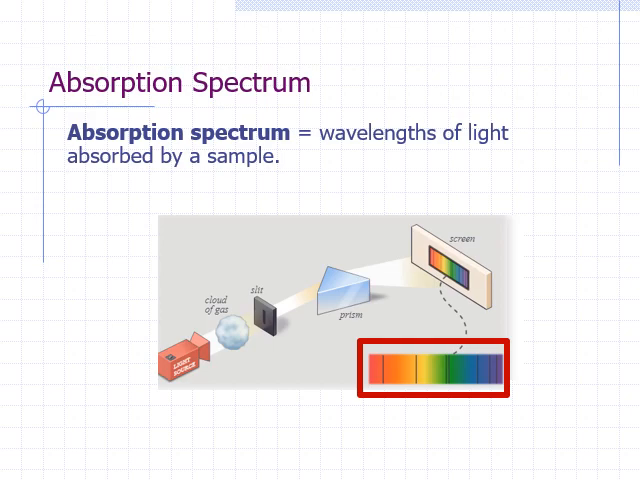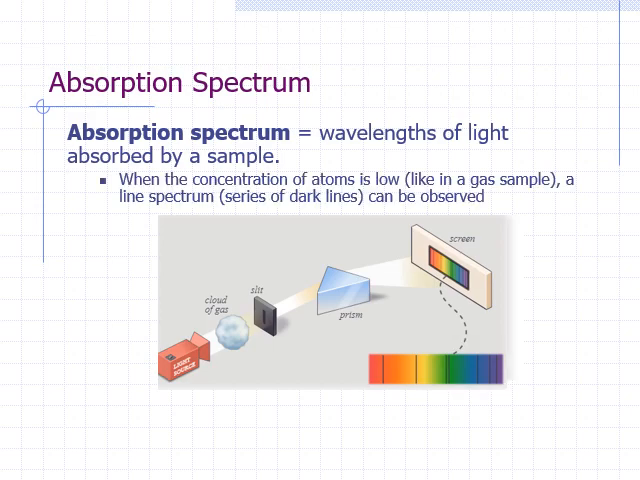If the concentration of atoms in the sample is low, as in a gas as shown here, the dark areas can appear as sharp lines. Here's a dark line, here's another one, and here's a pair of dark lines. We would describe this absorption spectrum of the sample to be a line spectrum.